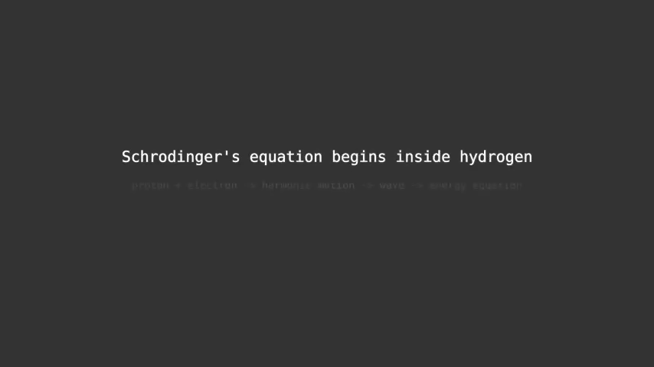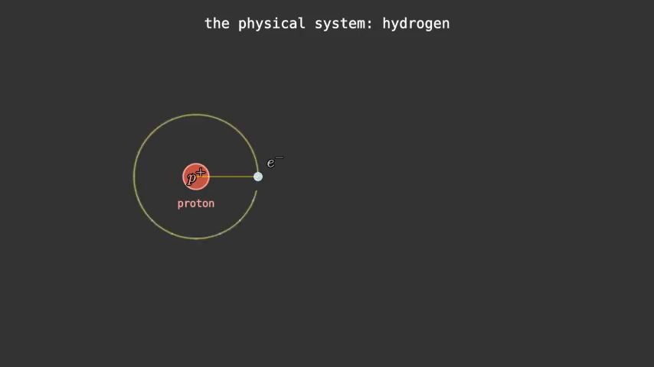We start with the physical system. The simplest atom is hydrogen. It has one proton in the nucleus and one electron bound to it. The proton is much heavier, so in the first picture we keep it almost fixed at the center. The electron is the quantum object we want to describe.